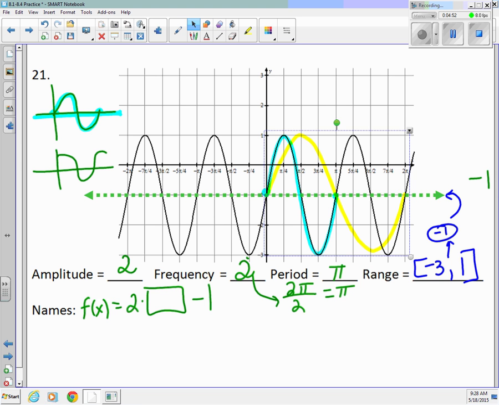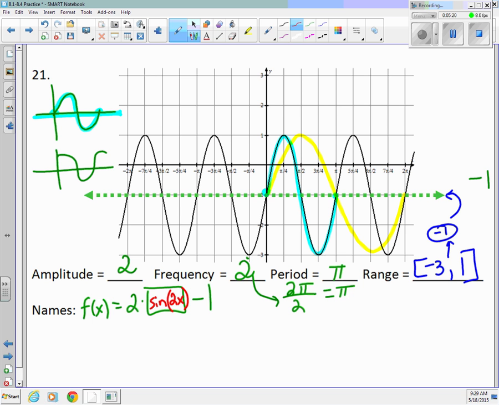Normally, sine goes from 0 to 2 pi, but this cycle goes from 0 to pi. So I have to take this sine curve and make it into this. And what do I have to do to get there? Well, I can cut the period in half. In other words, I'm doubling the frequency. In other words, what I'm going to have is 2 sine of 2x plus 1.